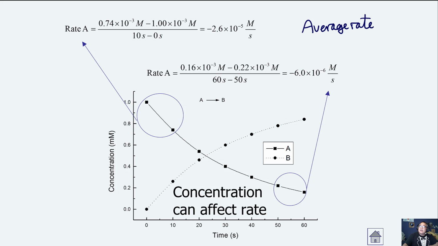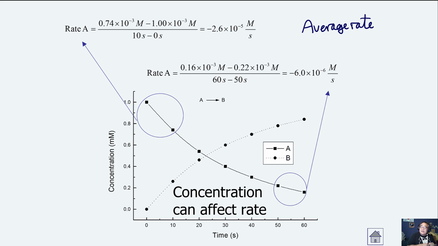Anyways, what you're going to do then is calculate. You'll get negative 2.6 times 10 to the minus 5th, right? And then if you go down here and you recalculate the rate, this is after 60 seconds, somewhere between 50 and 60 seconds. It's negative 6 times 10 to the minus 6. So it's actually a smaller number. And in a sense, you can just see it here. The slope is steeper here than it is here. And that's a result of the rate of the reaction going down as the concentration goes down.